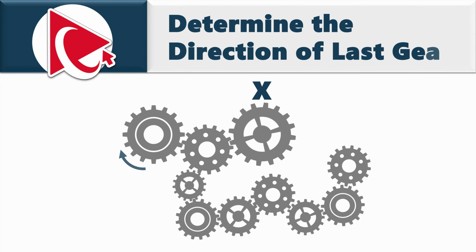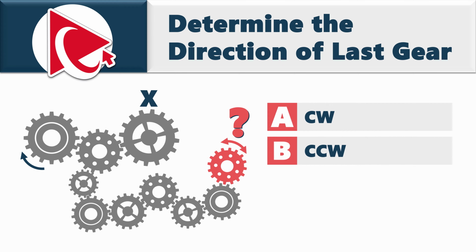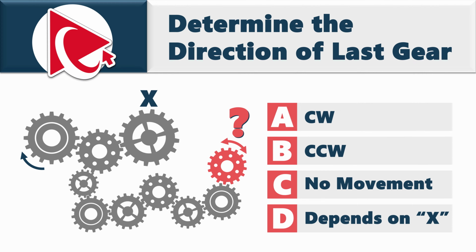In this question, you're presented with a set of gears, and you need to determine the direction of the last gear. Your choices for answers are choice A, CW, choice B, CCW, choice C, no movement, and last but not least, choice D, depends on X.